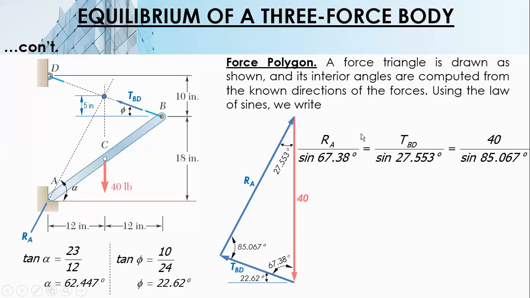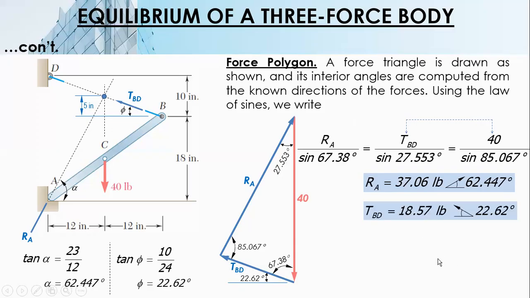So combining RA and 40, you can solve for RA by cross multiplying. Its direction is 62.447, this one, alpha. To solve for TBD, take the other two terms and cross multiply, and we have TBD.